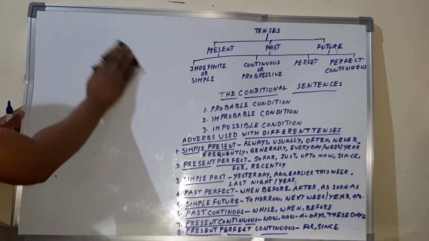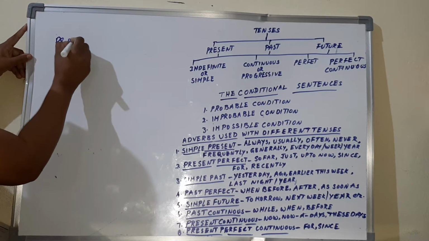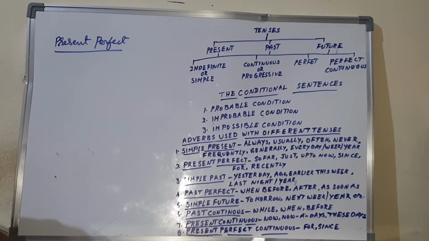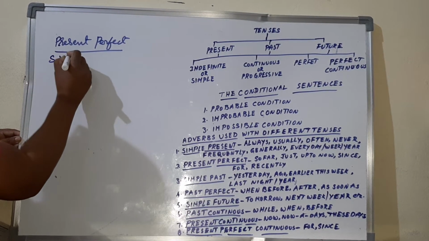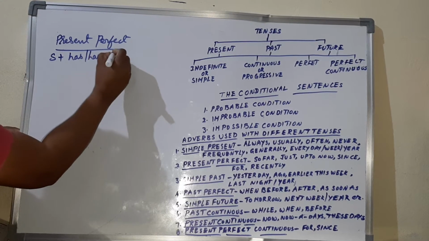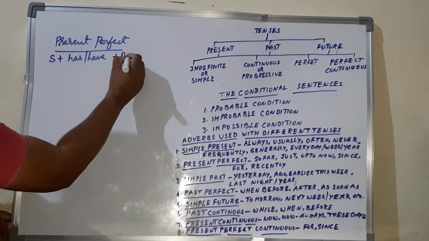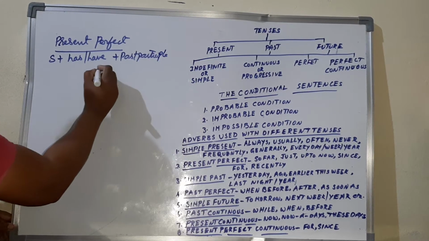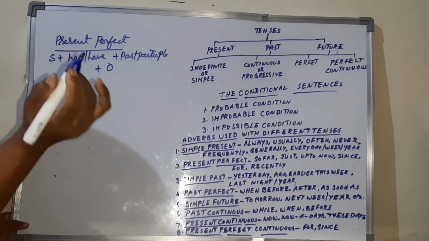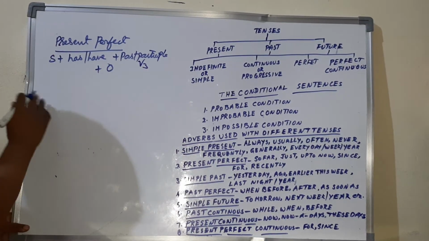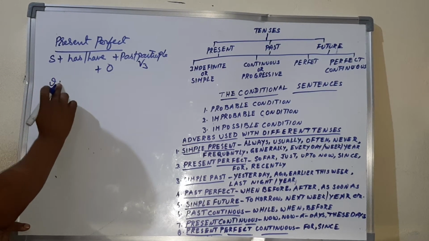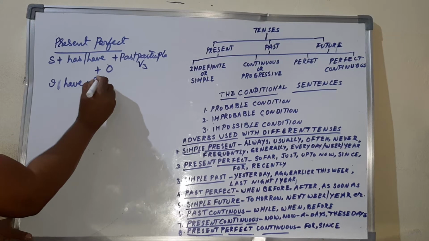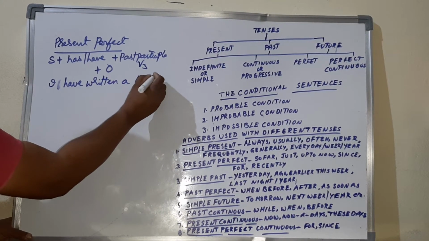Next, present perfect. Present perfect tense. What is the structure of present perfect? Subject, has or have, plus past participle form of verb, plus object. In some coaching centers they mention it as V3. For example: I have written a book.